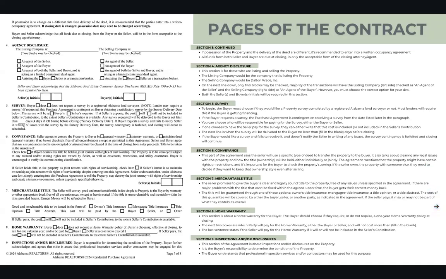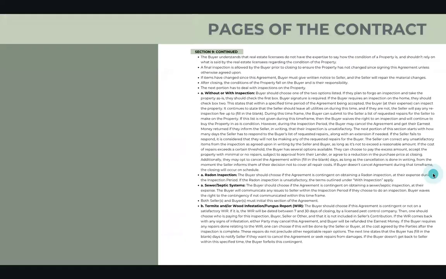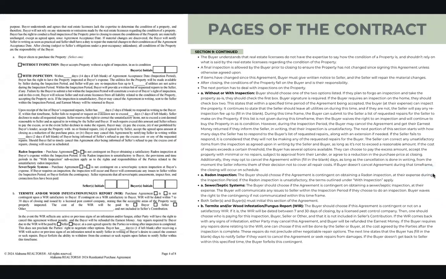Inspection and disclosures, section 9. So it is the buyer's responsibility to determine the condition of the property. The buyer understands that the professional inspection services and contractors may be used for this purpose. The buyer understands that real estate licensees do not have the expertise to comment on the condition of a property, and they should not rely on what is said by the real estate agent regarding the condition of the property.